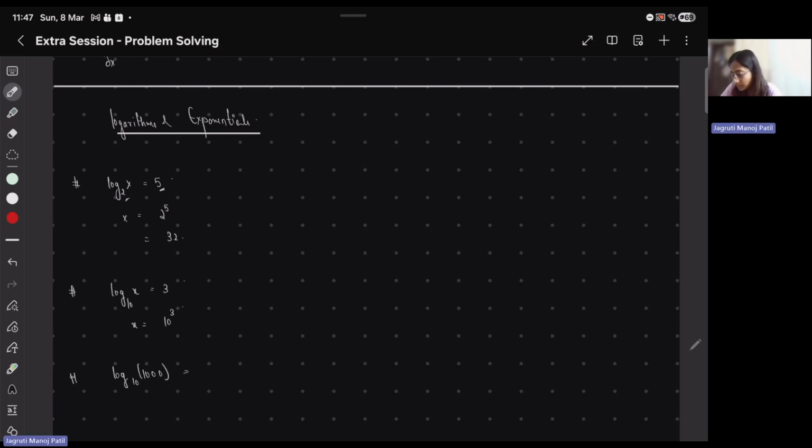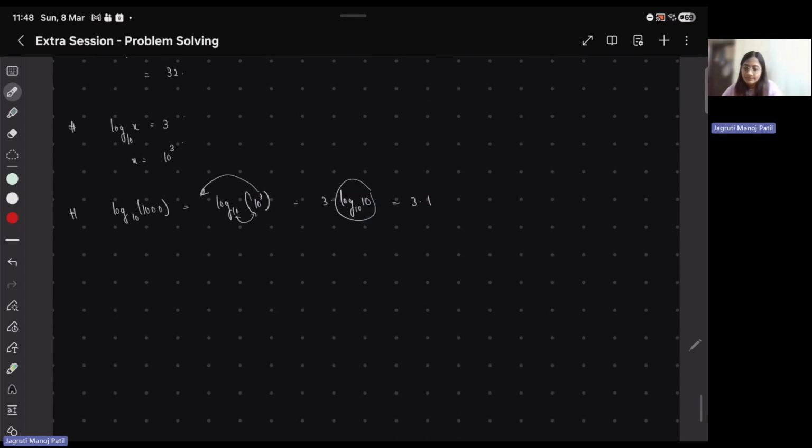Next, evaluate log base 10 of 1000. Now how will it be done? This is log base 10 of 10 raised to 3. The 3 comes out, because both have the same base. You have log base 10 of 10, so this is essentially 1 and this is 3. So your answer is 3. Okay.